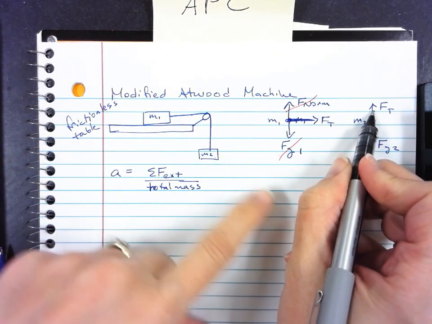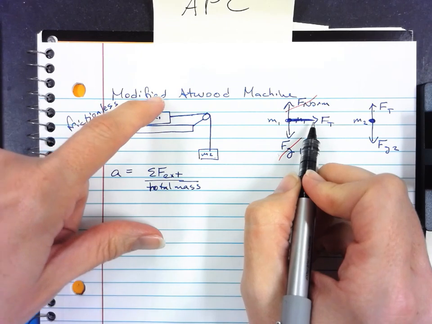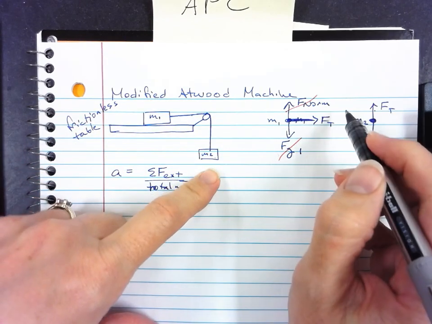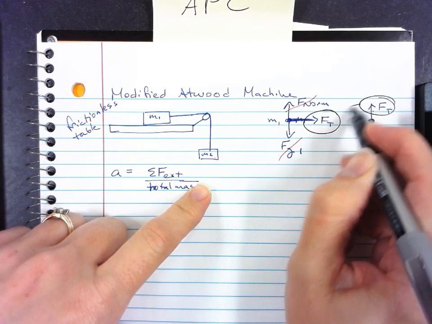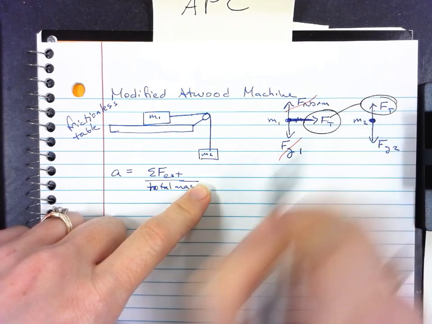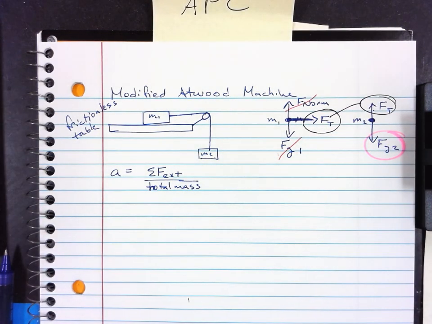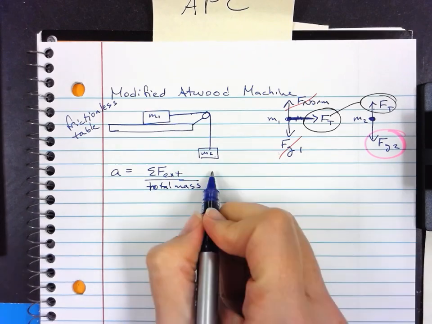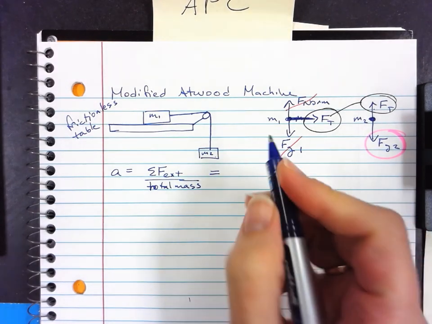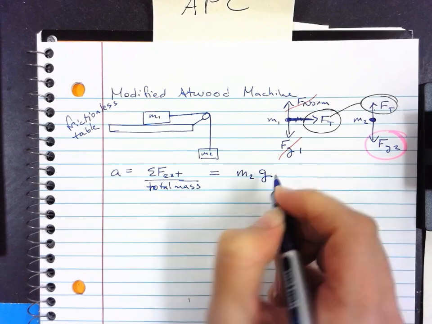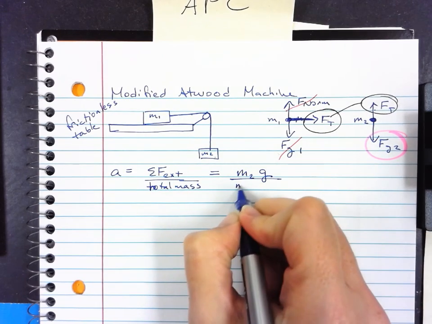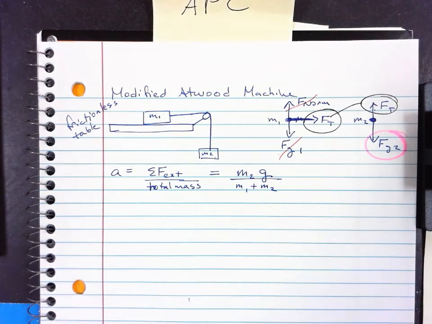This tension exists because M1 is pulling on the rope holding back M2. So these are a third law pair together. They are internal to the system. All that's left over is FG2. So you know the force of gravity is mass times gravity, so M2 times G divided by the total mass, which is just M1 plus M2.